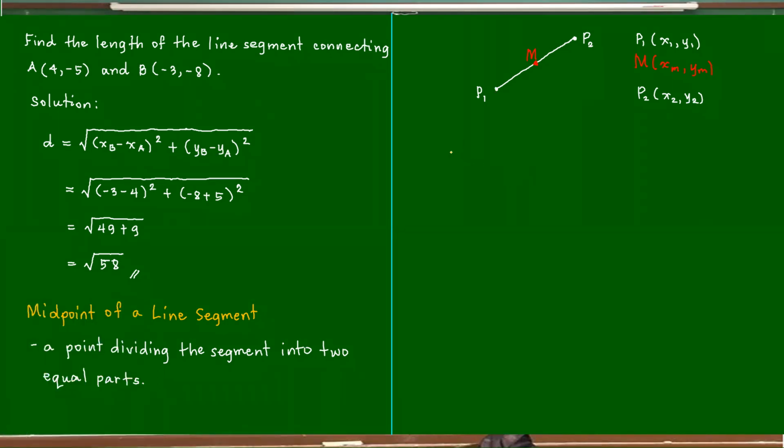What is x sub m? Sir, x sub 1 plus x sub 2 divided by 2. All we have to do is to add the x coordinates, no? Then divide by 2. What about y sub m? Y sub 1 plus y sub 2 over 2. Okay. We call this the midpoint formula, no? Or the coordinates of the midpoint. Collectively, midpoint formula.